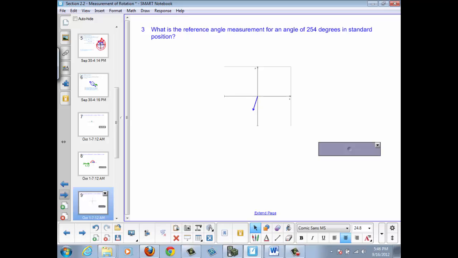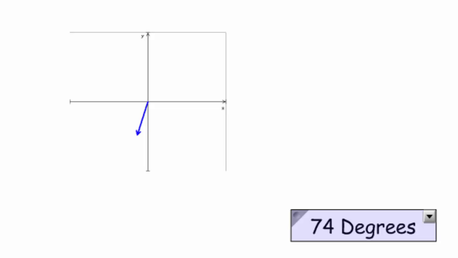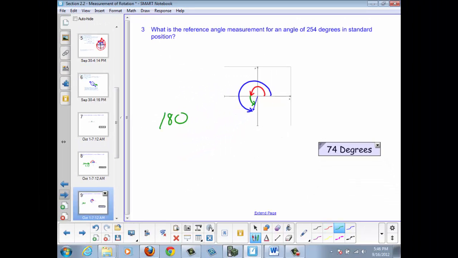What's the reference angle measurement for an angle of 254 degrees in standard position? I'm going to pause again. Hopefully you got 74 degrees. So our reference angle would be right here, attached to the horizontal axis, and we can see that since our original angle was here, we could take 180 degrees and add it on to our reference angle, or subtract 180 from 254.